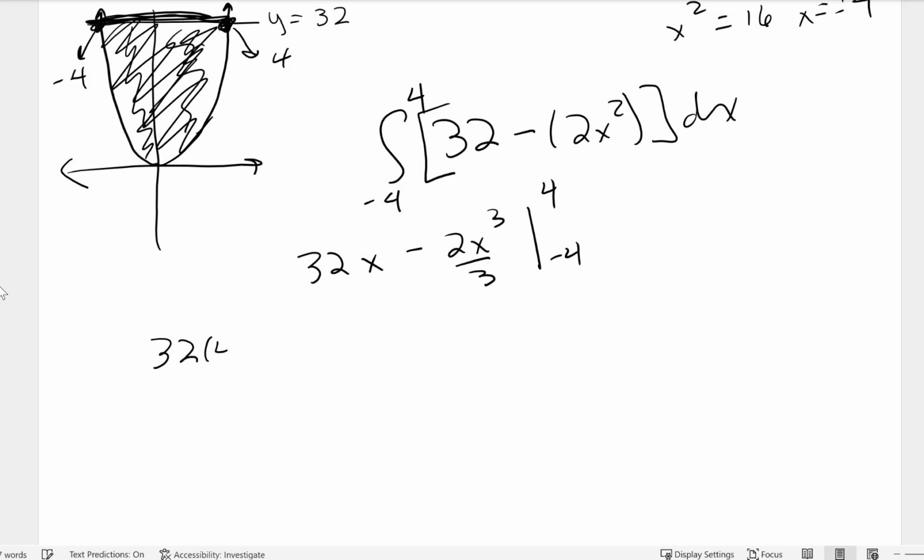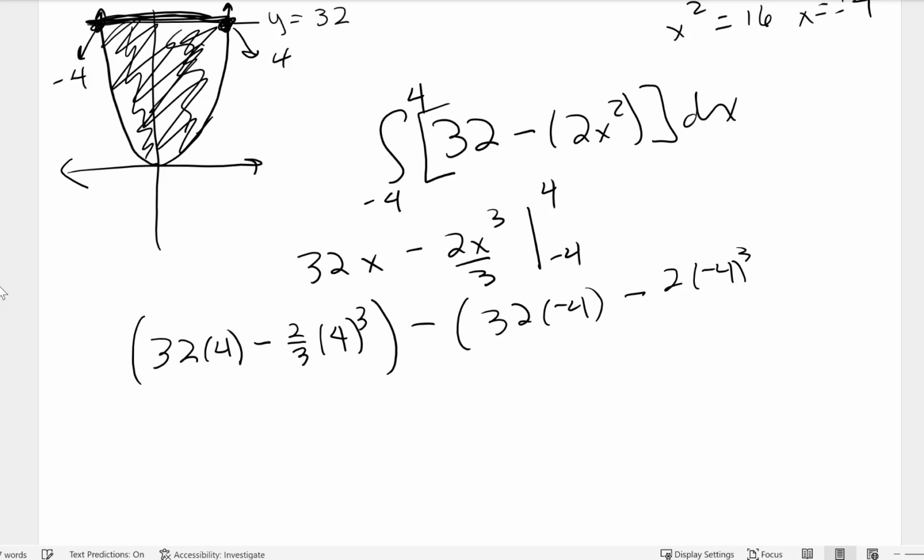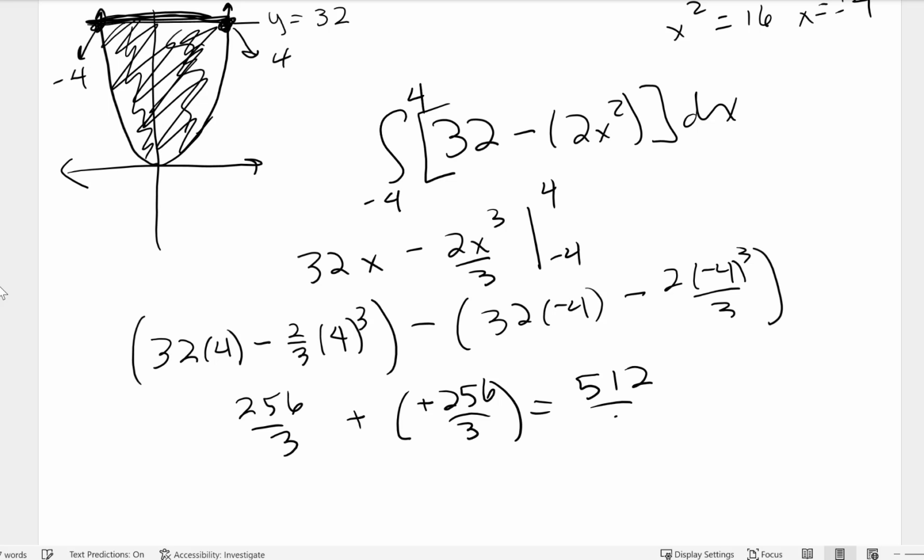So I have 32 times 4 minus, I'm going to write this as 2/3 of 4 cubed, minus, same thing, now put in the negative 4, so 32 times negative 4 minus 2 times negative 4 cubed over 3. The first part gives me 256 over 3, minus, the second part gives me negative 256 over 3. So these two numbers are the same. The minus minus ends up being plus. So we can write this as 512 over 3, or we can say that's approximately 170.67.